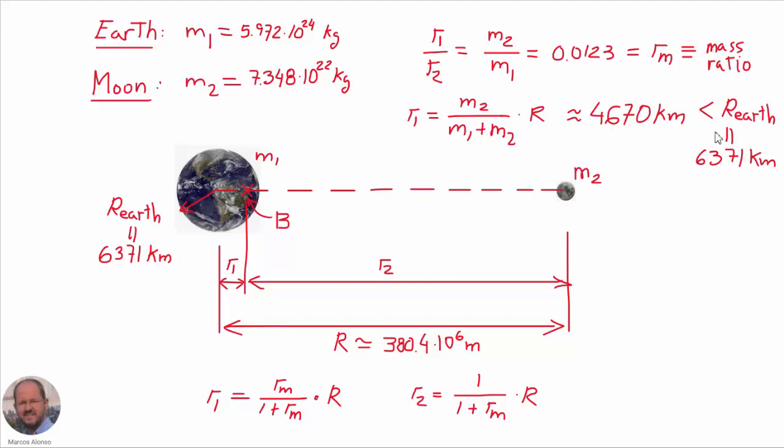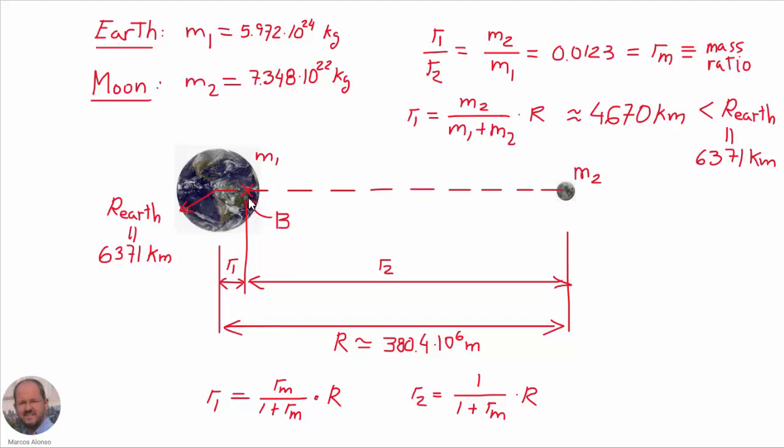4,670 kilometers, which is lower than the Earth radius, which is around 6,371 kilometers. So we find that the barycenter is below the Earth's surface, at a position, as we have seen here, around 4,600 kilometers from the center of the Earth. So the Earth is going to describe an orbit surrounding this barycenter, and also the Moon is rotating around not the center of the Earth, but around the barycenter of the system.